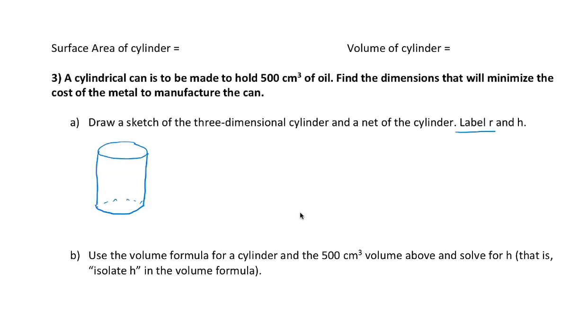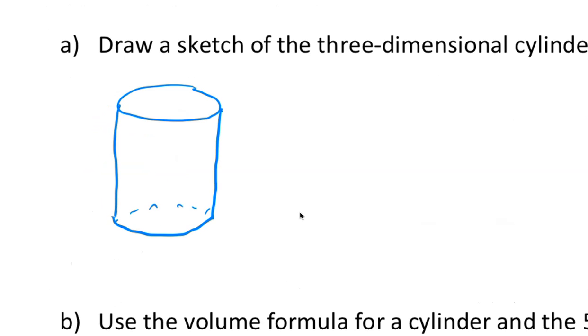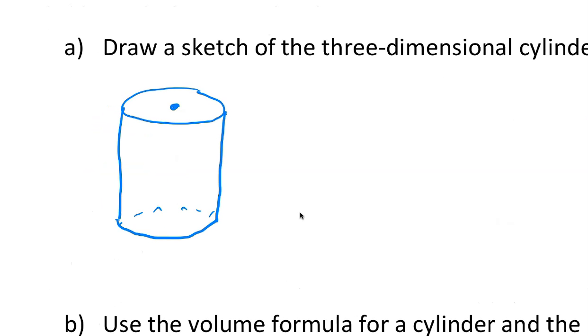It says to label R, the radius, and H. So R would be this distance. So this would be the radius. And then the height of the can goes from here to here. So this is the height of the can. H equals the height. And we're saying R is the radius.